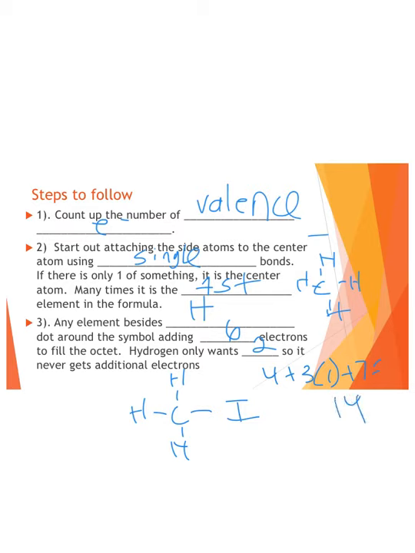So 2, 4, 6, 8. I've used 8, but I need to use 14. Now each of these H's already have 2. The carbon has 8. So who wants the electrons? Well, that's iodine. So I'm going to add 6 more over here.